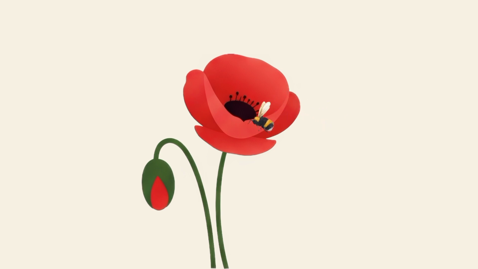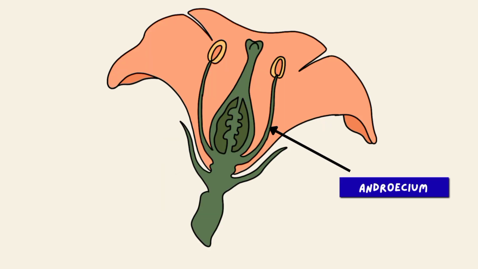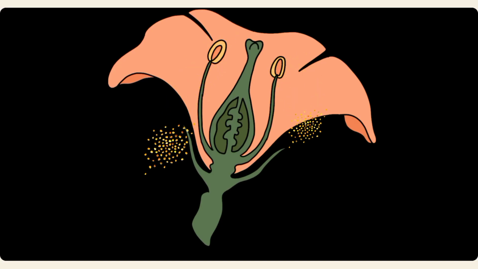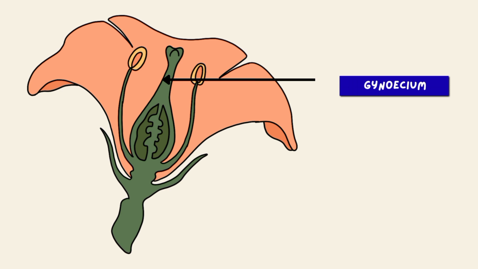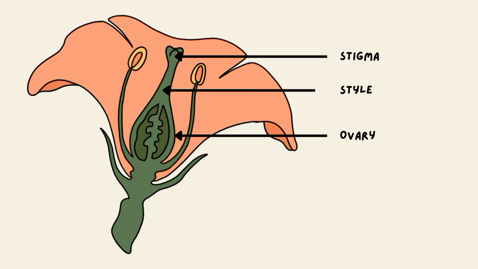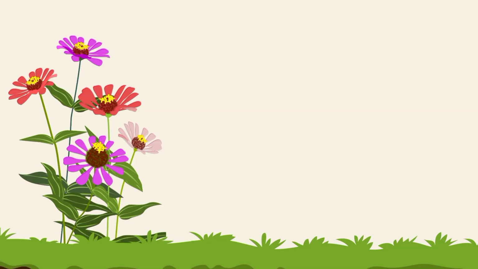Next is the androecium, the male part of a flower, consisting of stamens. Each stamen has a filament and an anther, where pollen grains are produced. At the center lies the gynoecium, the female part of a flower, made up of stigma, style, and ovary. Reproduction in flowering plants begins with the process of pollination.